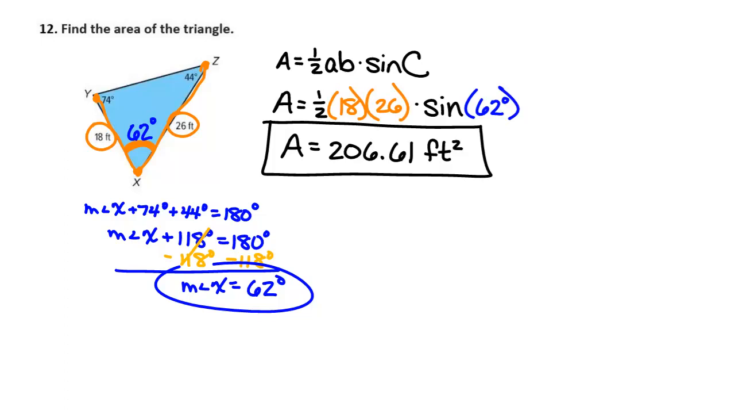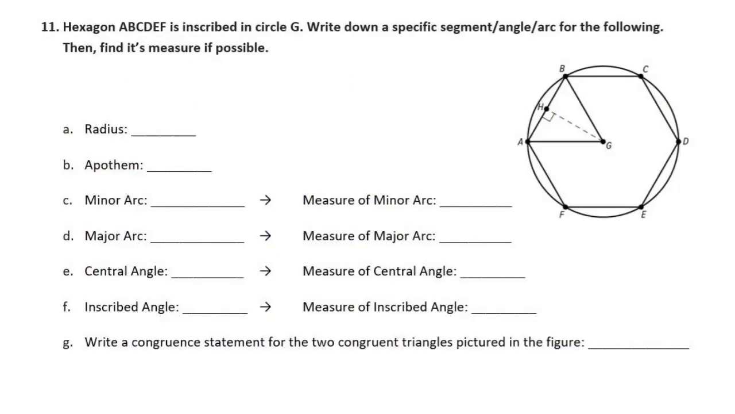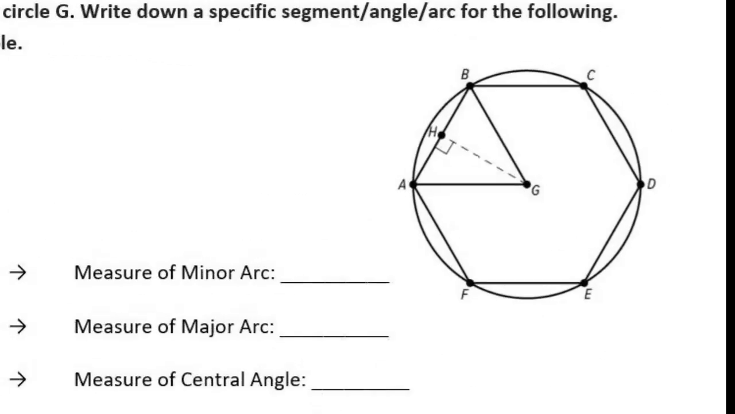What else would you guys like to see? Which one? 11, absolutely. For number 11, we need to identify several features from the picture. And for 4 of them, we need to find their measurements. So part A says we need to find the radii.